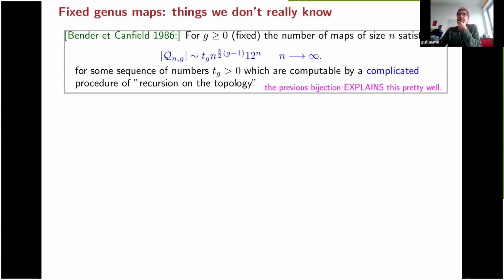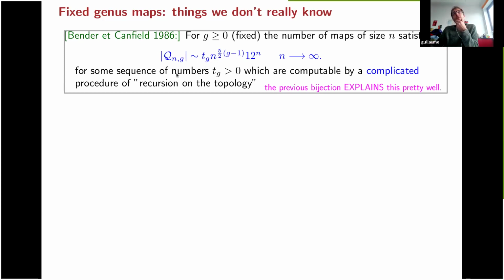So this is about counting. There is no random object anymore. The result tells you that if you fix g and you want to know the number of maps of size n, say quadrangulations (for triangulations you would have a variant of this), it behaves as follows when n goes to infinity. You have something like 12 to the n, which is related to the entropy of these tree branches that you have to add. And then you have a polynomial correction, n to the 5/2 (g minus 1), which is universal. It will be the same for triangulations, quadrangulations, or whatever.